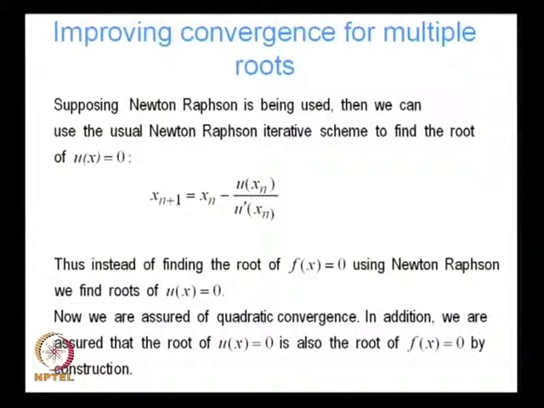Suppose Newton-Raphson is being used, then we can use the usual Newton-Raphson scheme to find the root of u of x is equal to 0. So, this is my usual Newton-Raphson scheme, but now I am using it on u. Instead of finding the root of f of x is equal to 0, we are using Newton-Raphson to find the roots of u of x is equal to 0. So, now we are assured of quadratic convergence. In addition, we are assured that the root of u of x is also a root of f of x, because we saw that by construction. So, even though we have multiple roots, we have an easy way of improving the order of convergence by writing another function which is just the original function divided by its derivative.